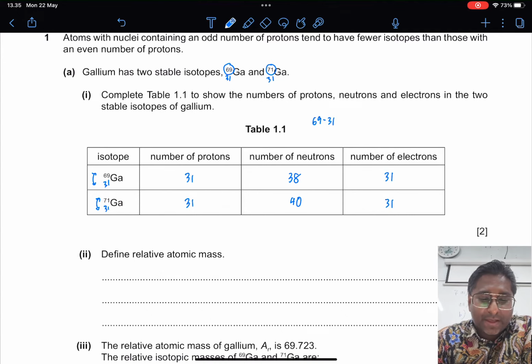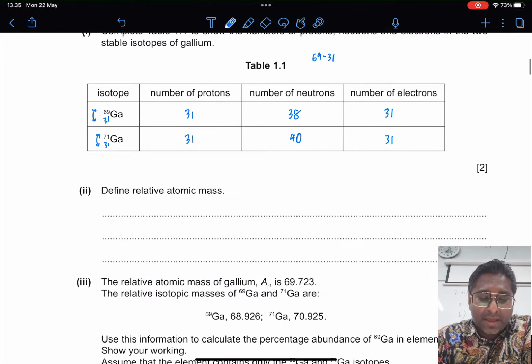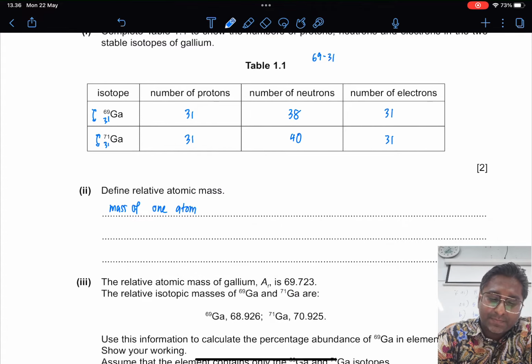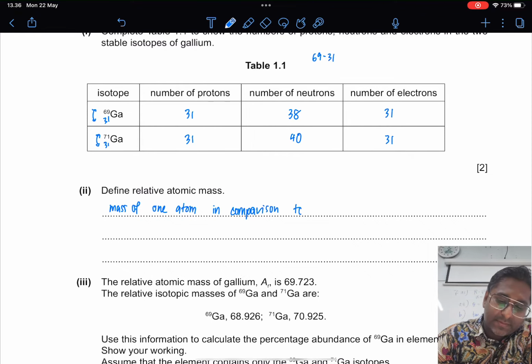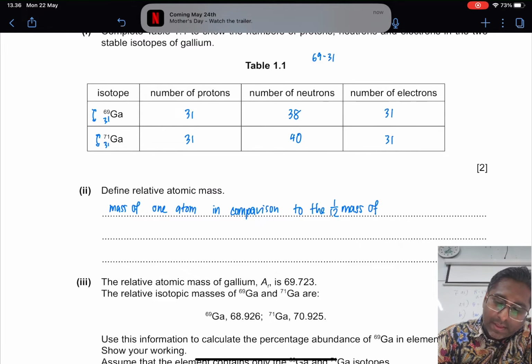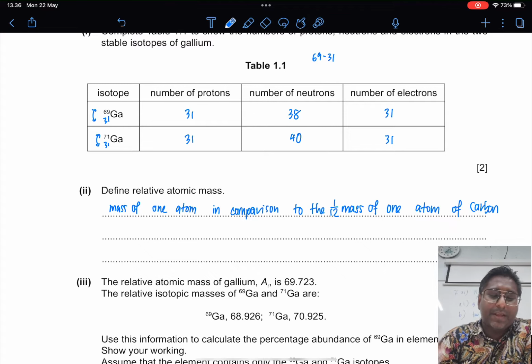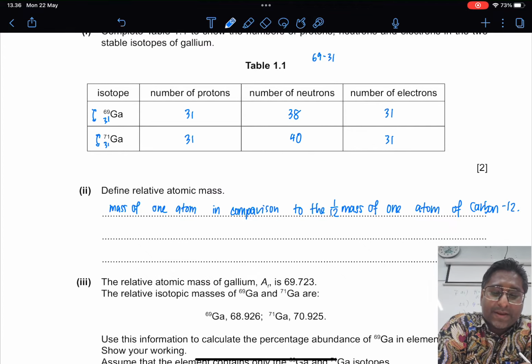Now define relative atomic mass. Relative atomic mass is the mass of one atom in comparison to 1/12 of the mass of one atom of carbon-12. Let me put it again: it's the mass of one atom in comparison to 1/12 of the mass of one atom of carbon-12.